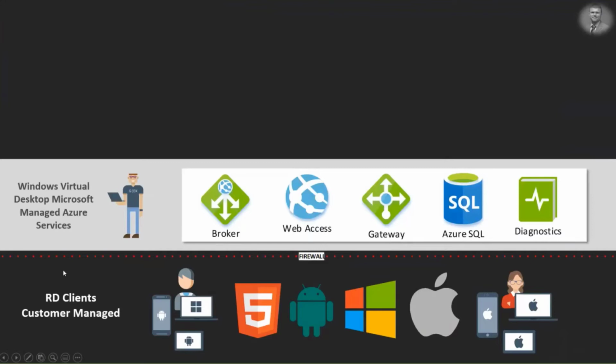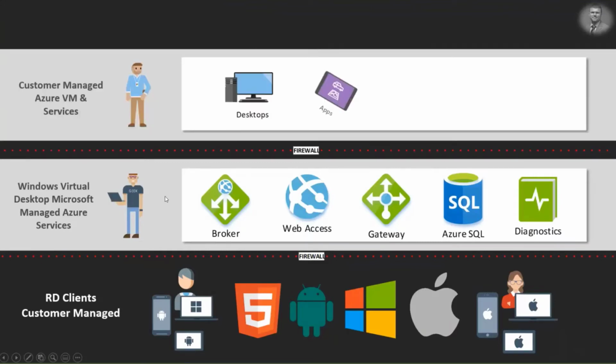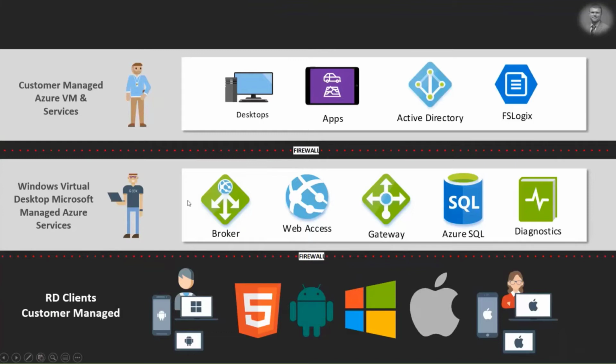The broker, the web access, gateway, the Azure SQL, and all the diagnostics and logging are provided to you as a service, where you would have to build that before in a typical RDS deployment or a Citrix style deployment. Obviously, that is protected and firewalled off. And then what you deploy is your Windows Virtual Desktops or the apps, so the desktops where those apps are living. You provide Active Directory to it and FSLogix.